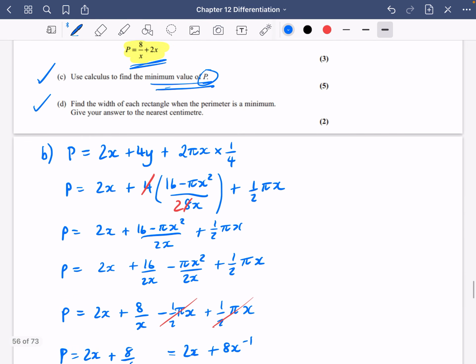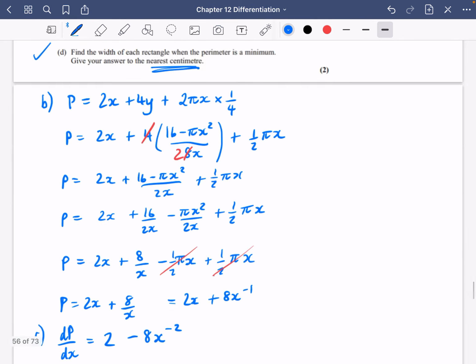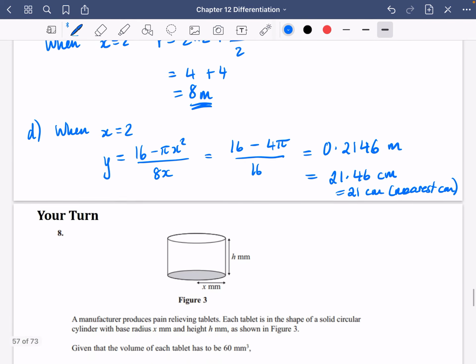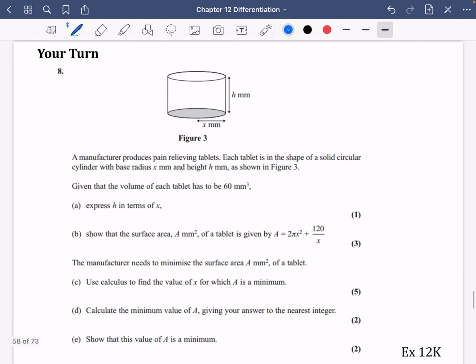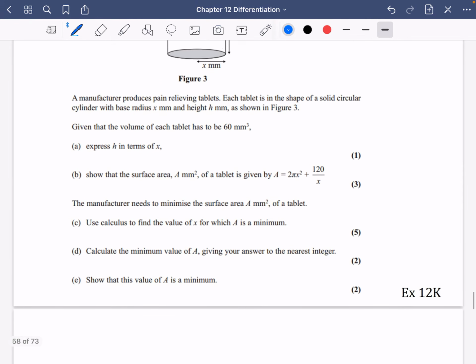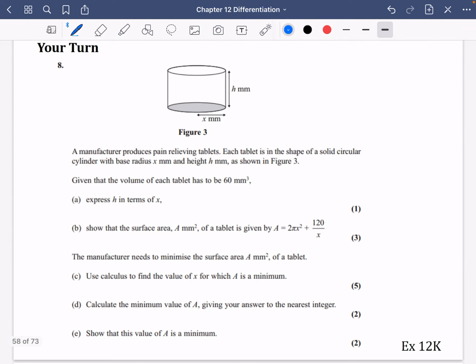Just check what the question says though. It wants it to the nearest centimeter. So I'm going to multiply that by 100. So that's 21.46 centimeters, which is 21 centimeters to the nearest centimeter. Okay, so I'm going to give you this one to have a go at. Pause the video here and have a go. I'm going to do this one now, and then you can try exercise 12K, and that is us finished before I then go and do some exam questions.